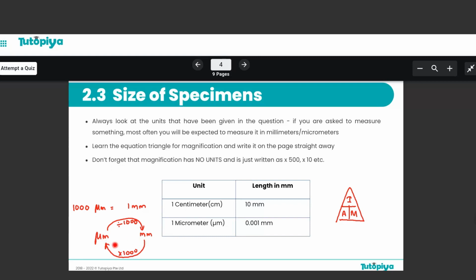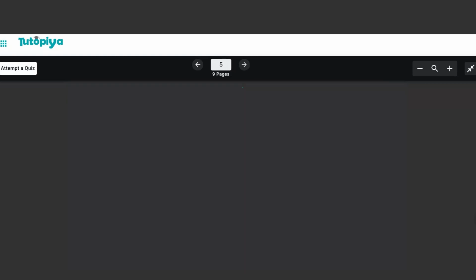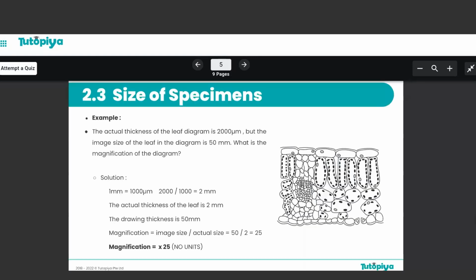So let's keep these points in mind and let's try out our first calculation question. Here's our first practice question. They've given us a diagram, which is the cross section of a leaf, the thickness of a leaf. Let's read through this question, and as I'm reading, I'm going to highlight the important information given.